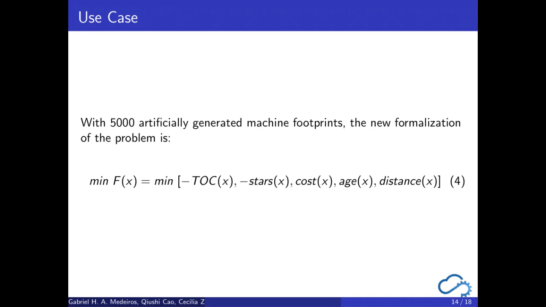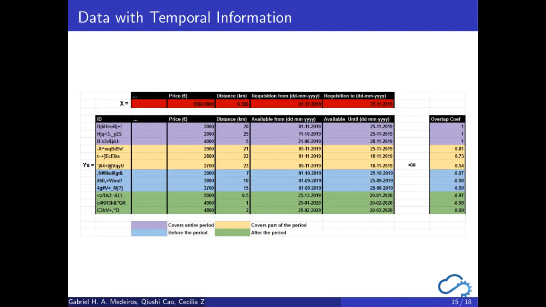In our case, we implemented the selected algorithms from the experimentation and we ran them on this new database. Following the same mathematical formulation mentioned before, from the attributes of each footprint, the ones that will be chosen as optimization criteria are the TOC and the number of stars to maximize, and the cost, age, and distance to minimize. From the 5,000 machines, after filtering by machine type and by machine value limits, we ended up with a database of 870 machines. Here in the representation, the X are the parameters that the company enters at the time of the research, while the Y are footprints of the set of filtered machines.